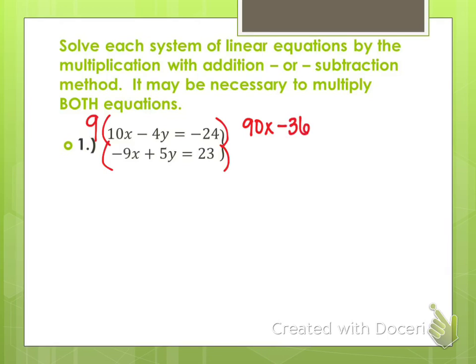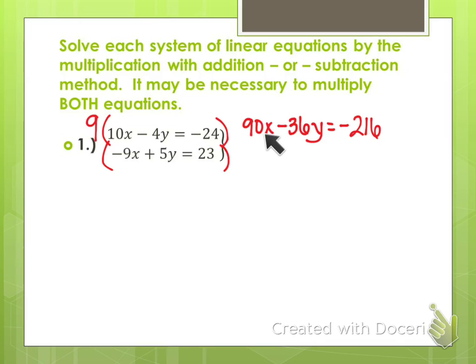90x minus 36y equals, we've got to take 9 times negative 24. What do we get? Negative 216. Good.